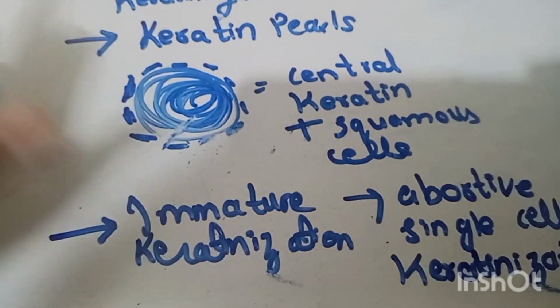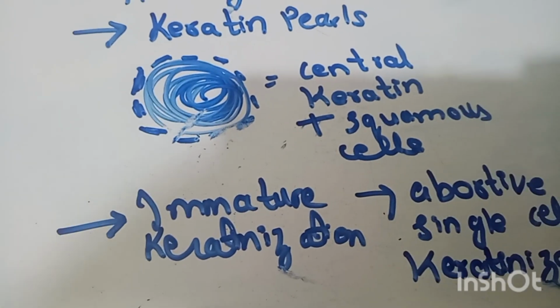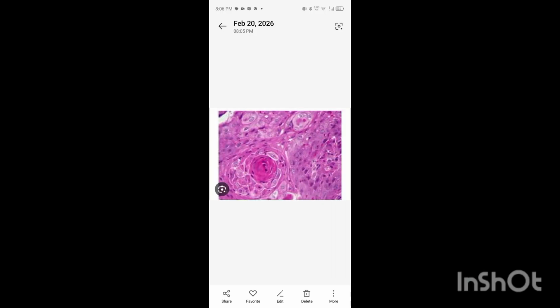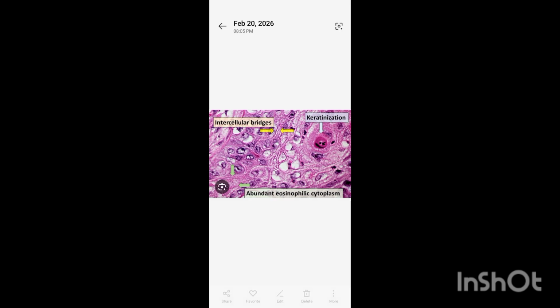This is all about squamous cell carcinoma, and I will show you the picture of it, or the microscopy of it. Here you can see the keratin pearls. These are the keratin pearls. The round ones are the keratin pearls, and here we can see the keratinization, intracellular bridges, and abundant eosinophilic cytoplasm. This is the squamous cell carcinoma.